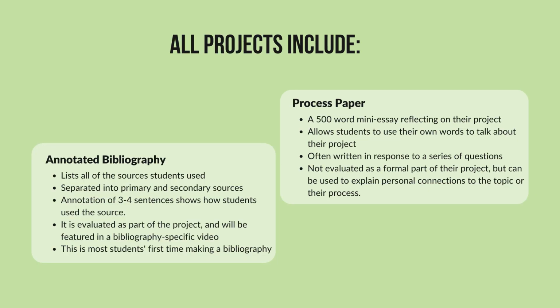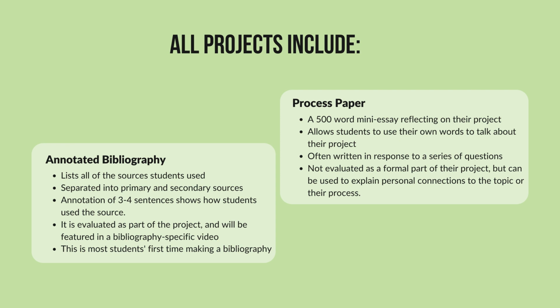All projects include 2 elements. The annotated bibliography is a list of all of the sources the student used, separated into primary and secondary sources. An annotation or description of 2 to 3 sentences for each source shows you how the student used the source in their project. It is evaluated as part of the overall project, and we'll cover this in depth in a later video.